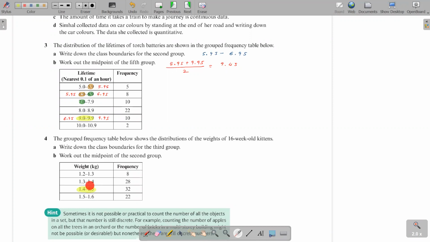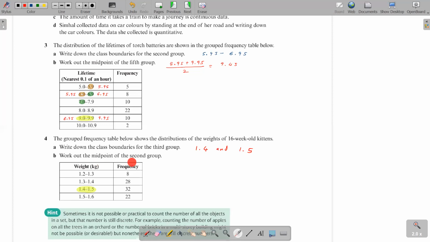No, as you can see, you end at 1.4 and you start at 1.4. So therefore this is correct, I mean, you can see that there are no gaps. So that's what we require. There should not be gaps. So then what are the class boundaries for the third group? Directly 1.4 and 1.5. It's better to write class boundaries are 1.4 and 1.5.